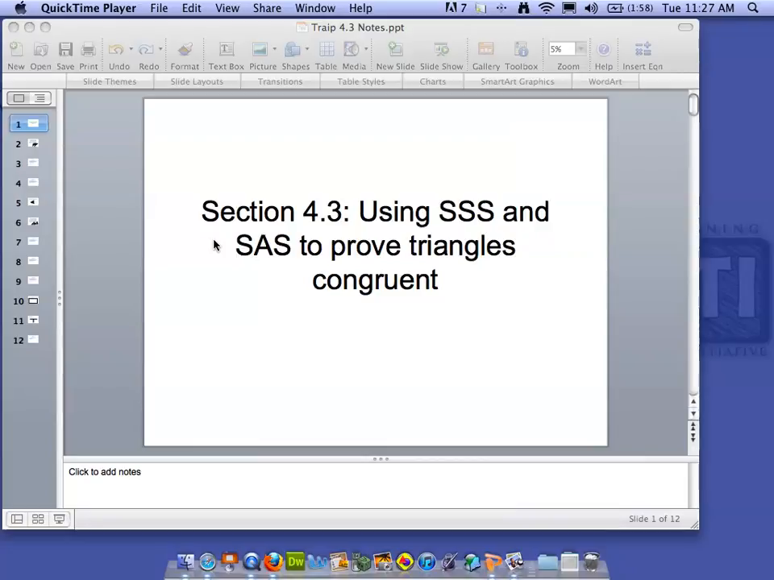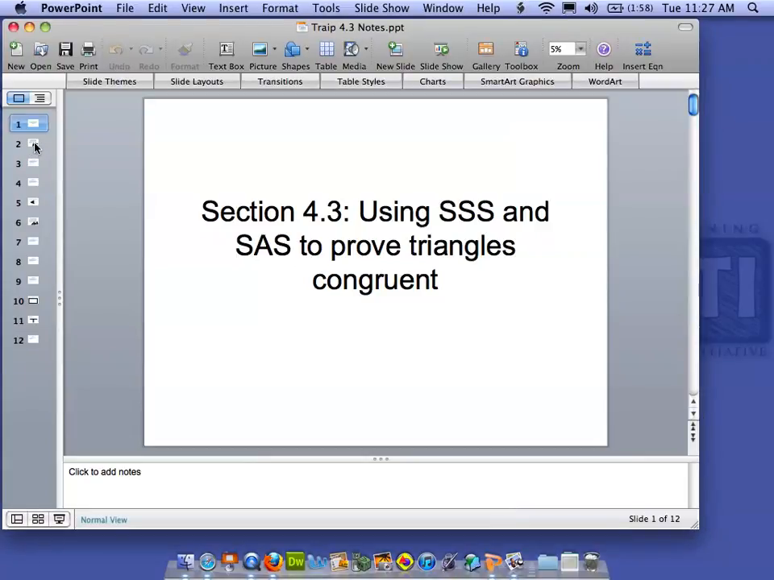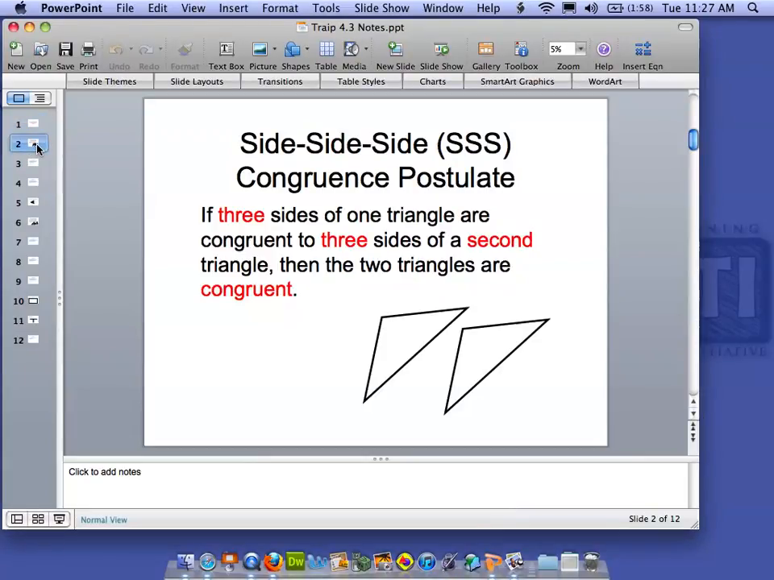Section 4.3 is using SSS and SAS to prove triangles congruent. You'll know what that means in just a minute. So the SSS stands for the side, side, side congruence postulate, which states that if three sides of one triangle are congruent to three sides of a second triangle, then the two triangles are congruent.